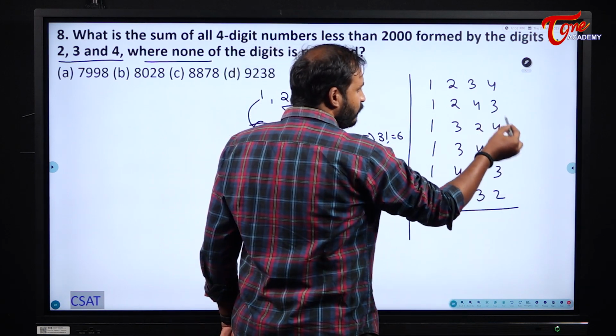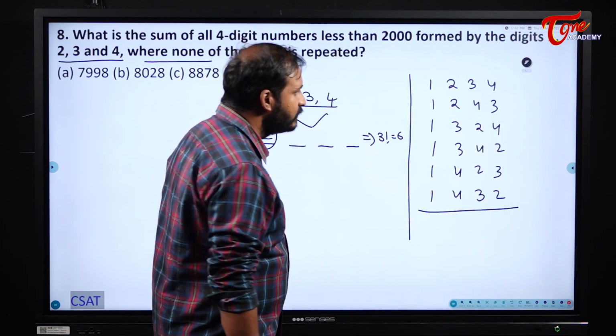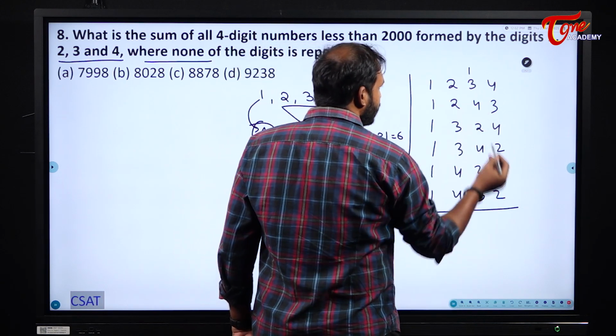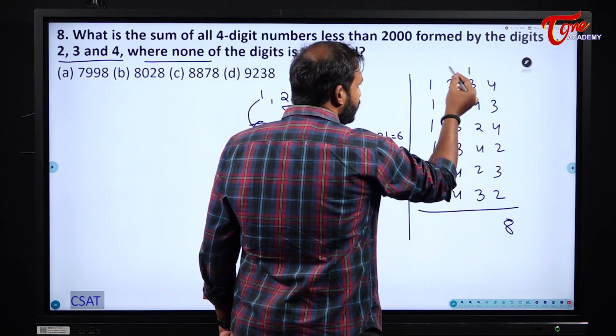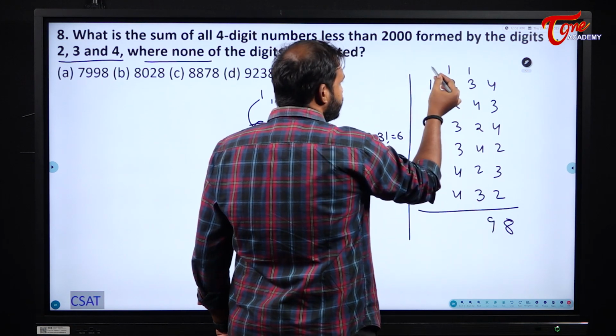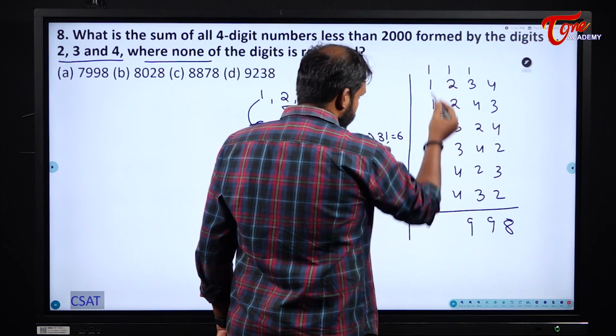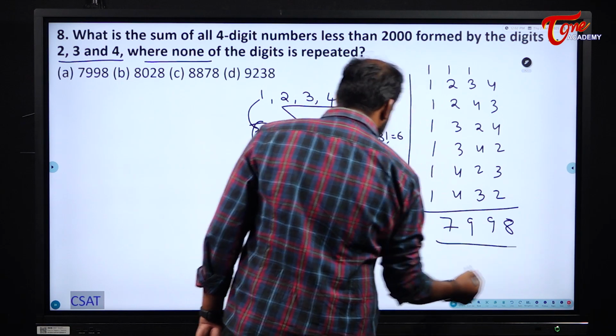So now 4 plus 3, 7 plus 7, 14, 14 plus 4, 18. The sum will become 18. Next, 18 plus 1, 19. So 6 plus 1, 7. So the sum of those numbers will become what?